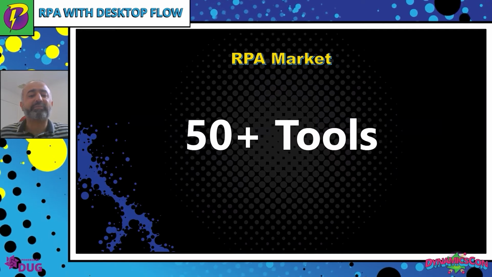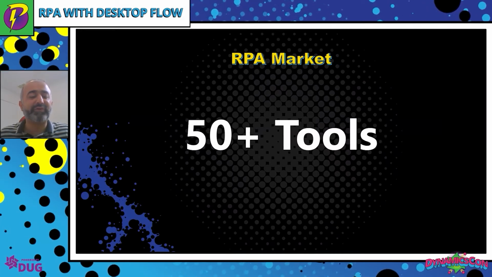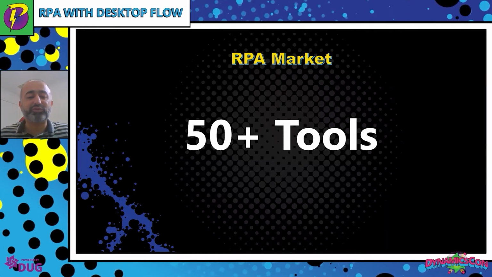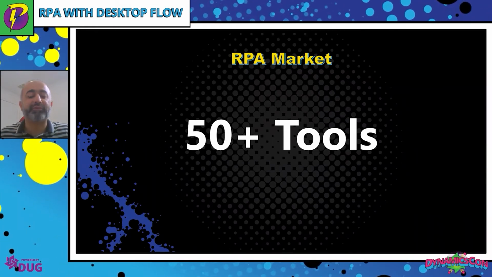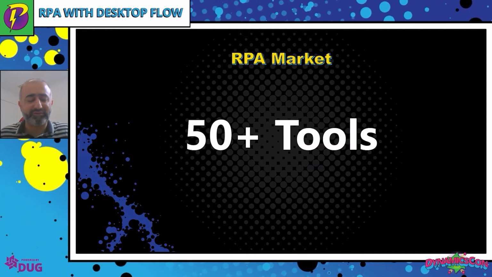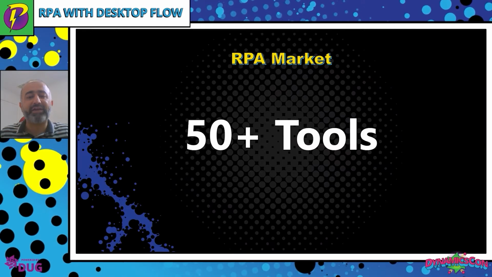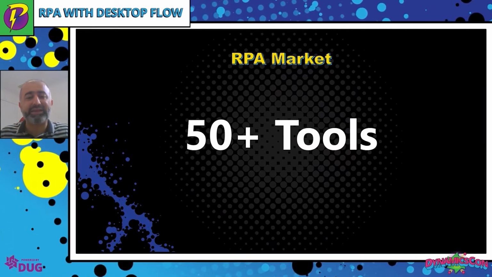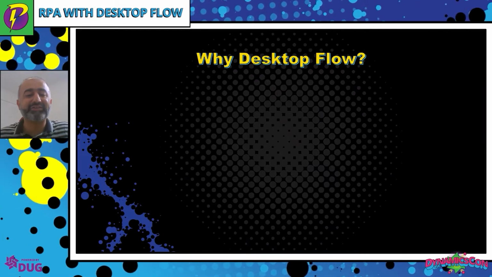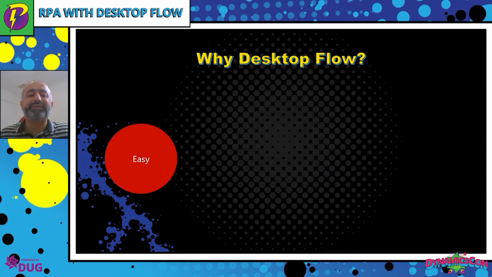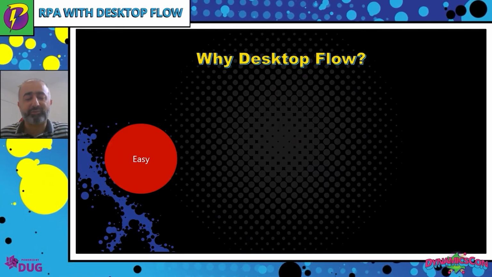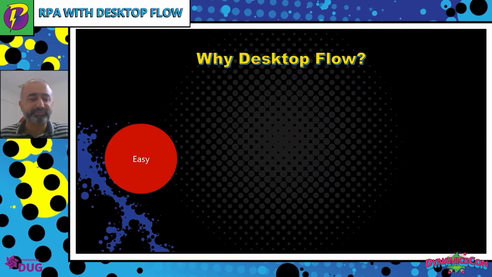There are at the time 50 plus RPA tools available, but some of these tools are open source, a few of them are free, some of them are vendor specific or even niche specific as well. Even though we have many tools available, since my presentation is about desktop flow, I will discuss a few benefits of using Power Automate Desktop for implementing RPA.